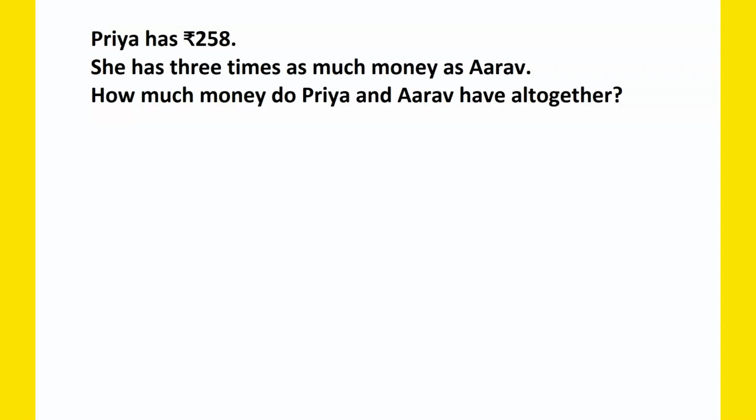It says Priya has rupees 258. She has 3 times as much money as Aarav. So here we have two people, Priya and Aarav. So we know that she is Priya. Priya has 3 times as much money as Aarav.